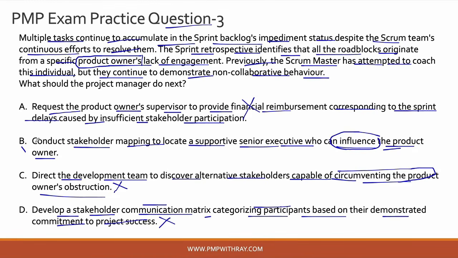So the correct answer to this question is option B, which is to conduct stakeholder mapping to locate a supportive senior executive who can influence the product owner. And this is a positive influence you are trying to do. Asking for help needed. Do not mistake this for escalation, because typically you are not escalating here, because generally escalation happens with the project sponsor or project executive. You are asking for help in terms of influencing positively, which is not a bad thing. Okay, so the correct answer to this question is option B.